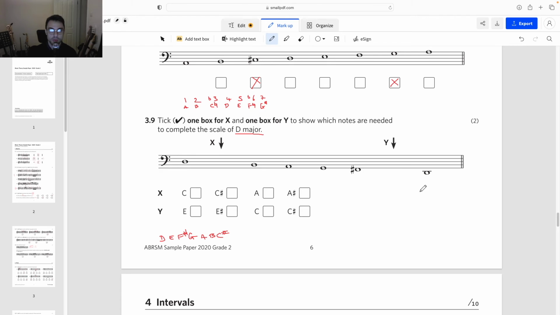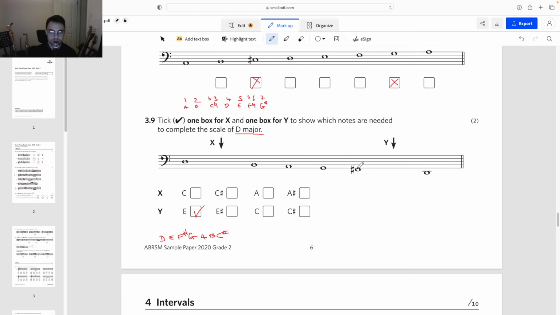Okay, why don't we work backwards? We may as well work backwards. D, E, F sharp, G, A, B, C sharp, D, right? So this is a D. We want to go up to an E. So in the Y place, this is Y, remember, we're starting here. That's an E we need.